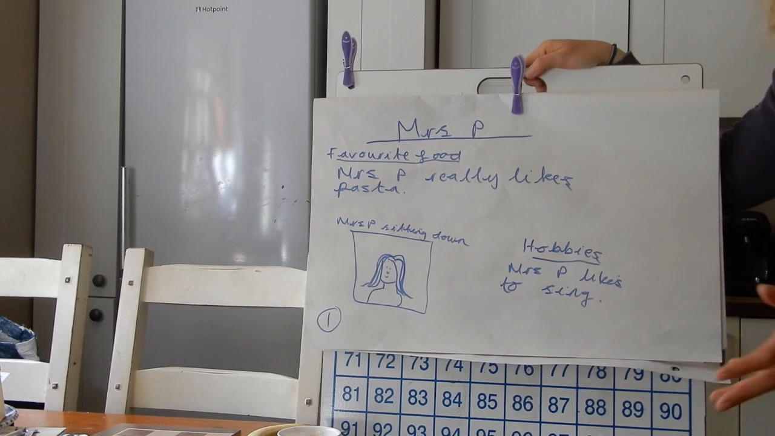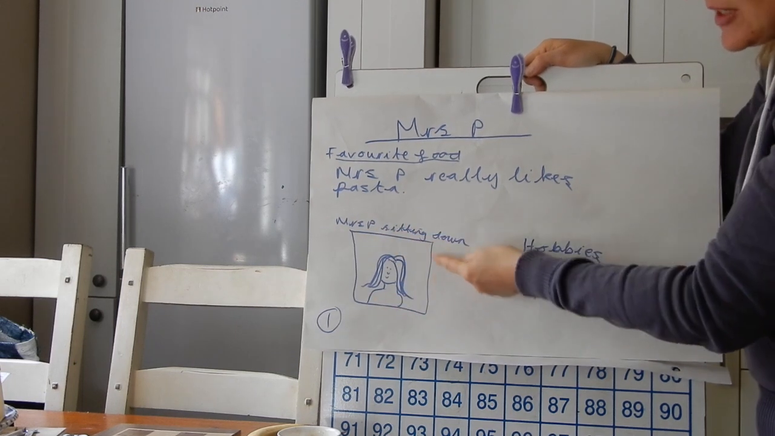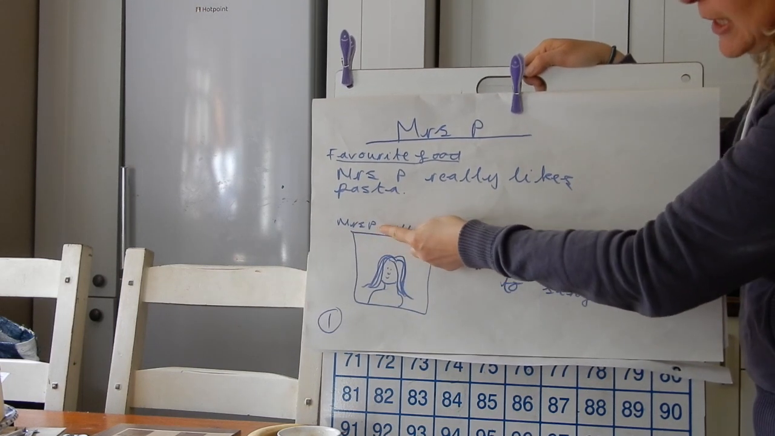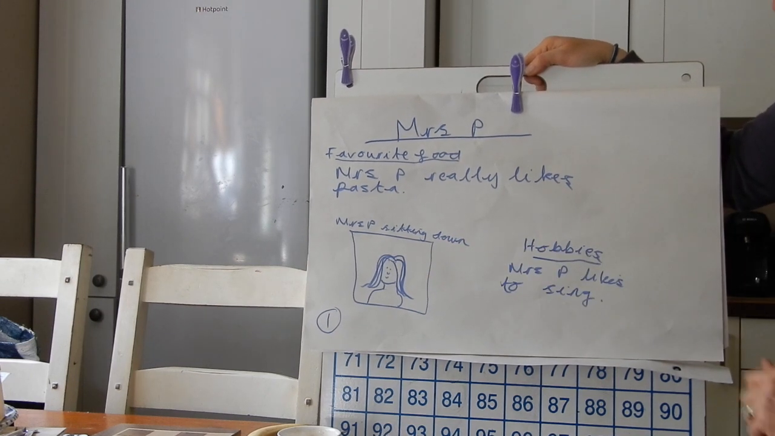I said you could draw one or take a photo of yourself, which hopefully you have done. And then a caption by your picture, so I'm explaining what's going on in this picture of me. Mrs P's sitting down. There we go. So it's explaining what's happening in that picture of me there.